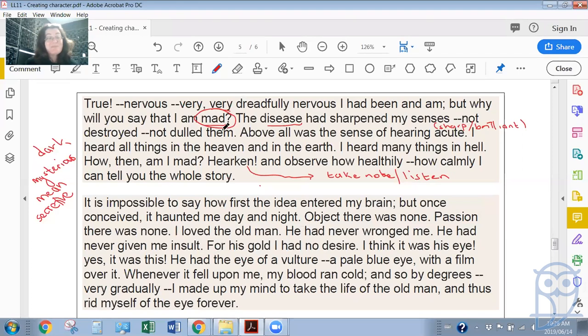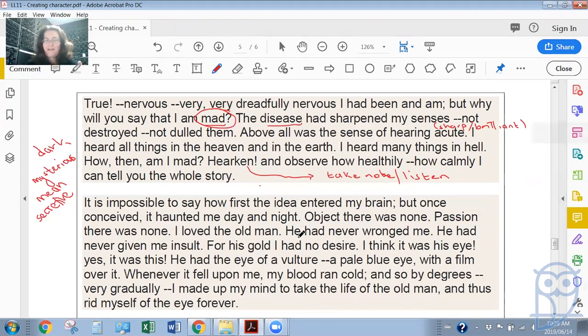Interesting. Could the person be both? Could they be mad and yet rational? Very good point. Yes, because you could argue both sides of this. Only a mad person would kill someone because they have a film over their eye. They're blind on one eye. That's essentially what it is.